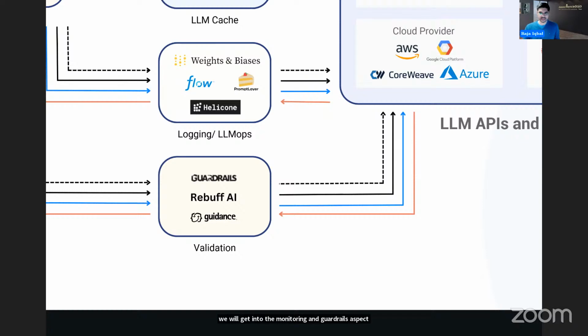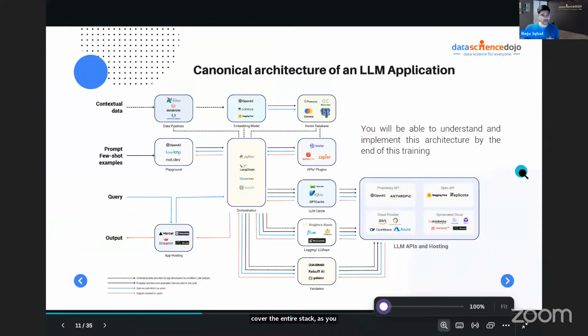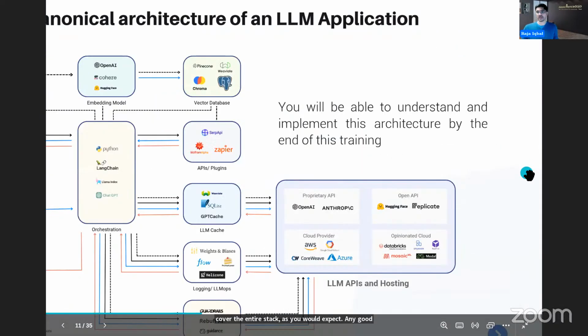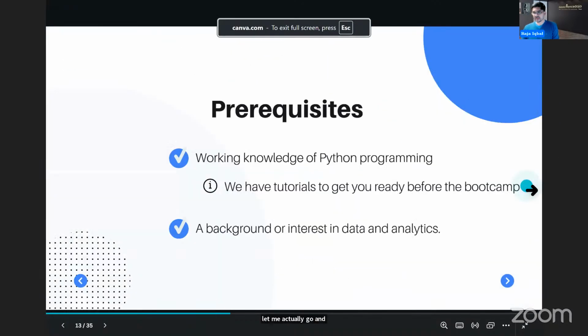How do you actually apply guardrails on your prompts and also on the responses? So in short, in summary, we actually cover the entire stack, as you would expect in any good comprehensive curriculum. Let me go and just see what we have.